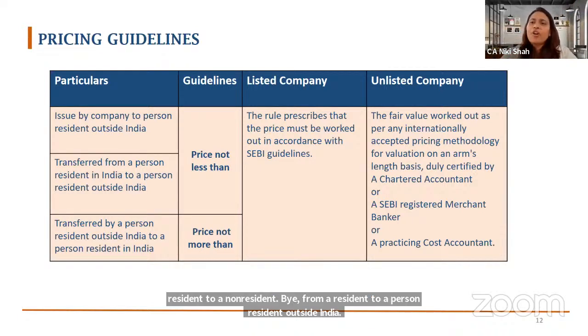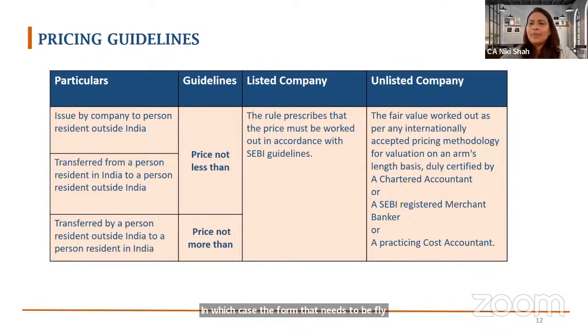In which case, the form that needs to be filed changes, but the pricing guidelines remain the same, that since a resident is selling to a non-resident and the shares are of Indian company, make sure you are selling it at a higher price than the fair value.